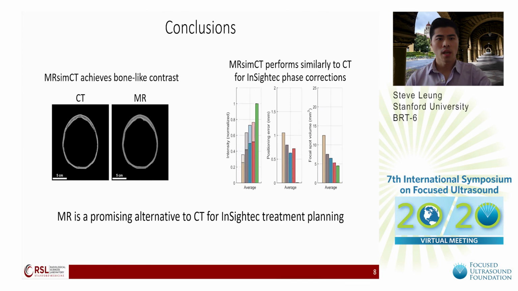In conclusion, MR sim CT achieves bone-like contrast that preserves information exhibited by the CT. MR sim CT also performs similarly to CT when calculating Insight Tech phase corrections. This adds to existing evidence that MR is a promising alternative to CT and that it should continue to be pursued.